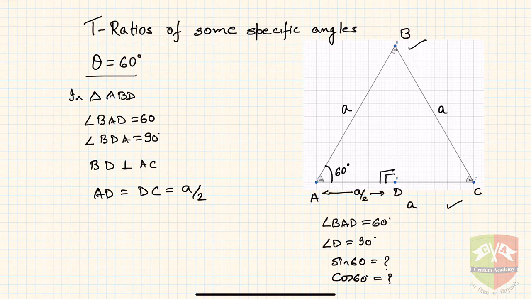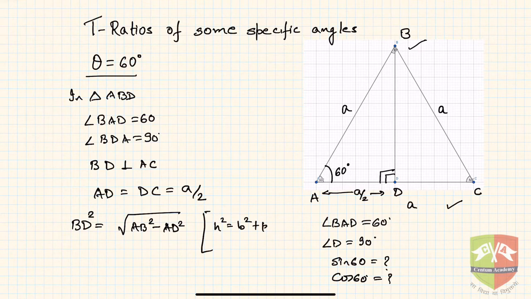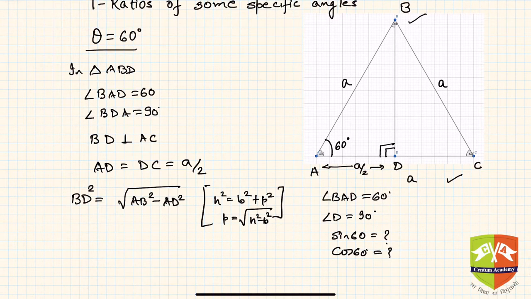So if this is A by 2 and the hypotenuse is A, we can find out the length of BD by Pythagoras theorem. So BD square is nothing but AB square minus AD square. Why? Because in Pythagoras theorem, in a right angle triangle, hypotenuse square is B square plus P square. So hence we can find out P square, so P square is nothing but H square minus B square. That's what I have used here. So let us calculate the value of BD.